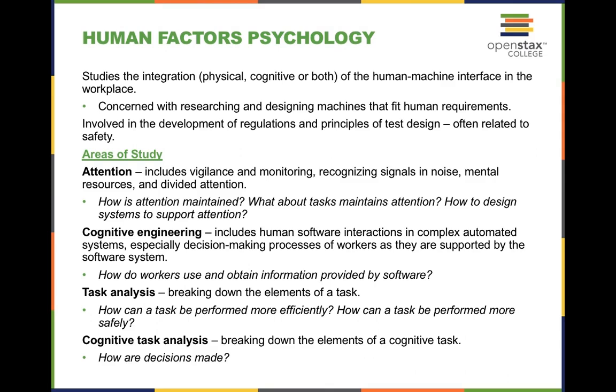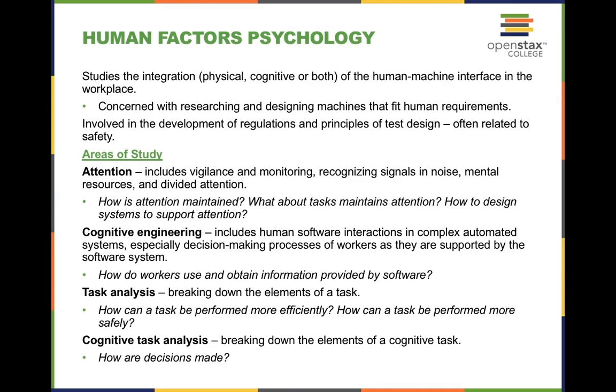Next is cognitive engineering, which includes human software interactions and complex automated systems, especially decision making processes of workers as they are supported by the software system. The question posed: how do workers use and obtain information provided by software? Task analysis, breaking down the elements of a task. Questions posed: how can a task be performed more efficiently, and how can a task be performed more safely? And finally, cognitive task analysis, breaking down the elements of a cognitive task.